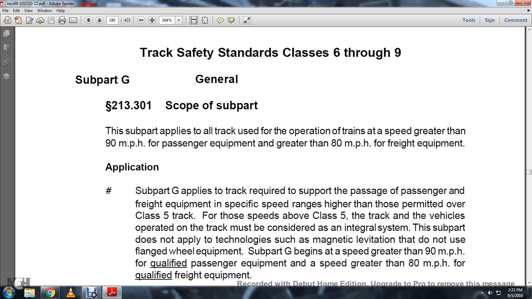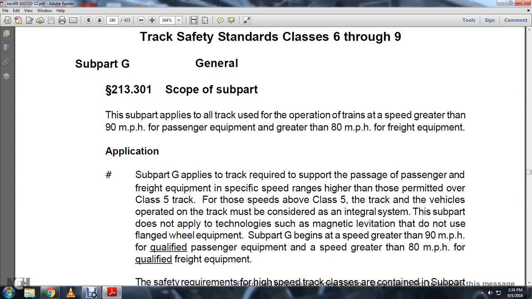Application: Subpart G applies to the track required to support the passage of passenger or freight equipment in specific speed ranges higher than those permitted over Class 5 track. For speeds above Class 5 track, the vehicles operated with the track must be considered as an integral system. The subpart does not apply to technology such as magnetic levitation that does not use flanged wheel equipment. Subpart G begins at a speed greater than 90 miles an hour for qualified passenger equipment and greater than 80 miles an hour for qualified freight equipment.